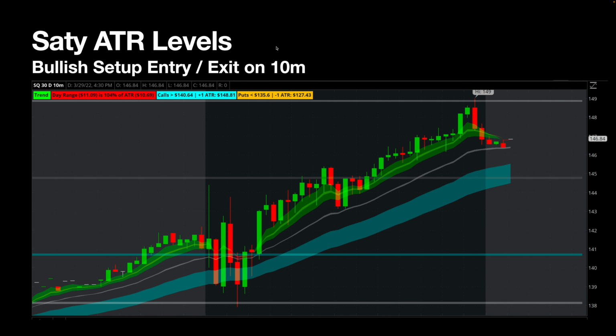So here's the bullish setup, entry and exit on the 10-minute. And I chose this example. This is Square from back in March. I looked through a lot of different examples, and I really wanted to show you an example on each side where you have a little bit of chop, and you can see here it opened with some nice pre-market action, goes above the call trigger, but it goes up here and it gets wicked off.